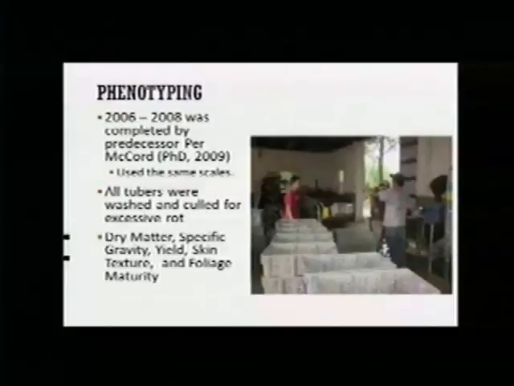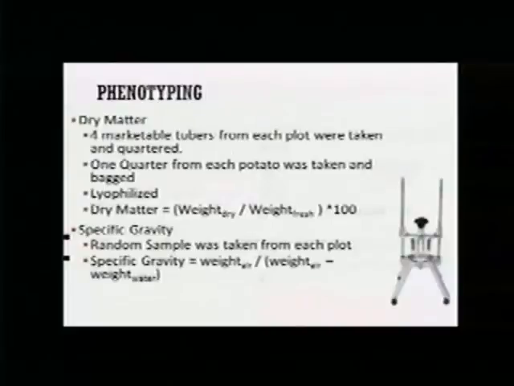For dry matter, we just took 4 tubers from each plot, cut them in quarters, bagged them and weighed them, and then we freeze-dried them and weighed them, and it was just this formula, dry versus fresh weight. And for specific gravity, it was the same thing. These are essentially believed to be the exact same thing, just different methods of taking it. The reason these traits are so important is for processing quality. It gives you a nice crispy potato chip.